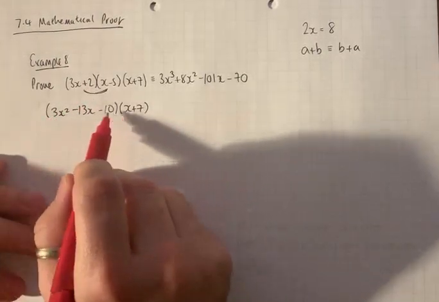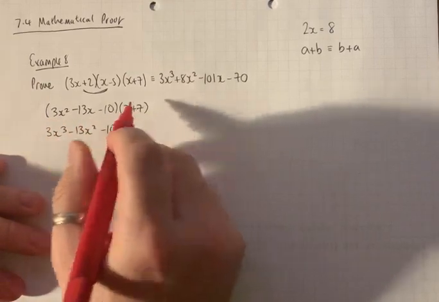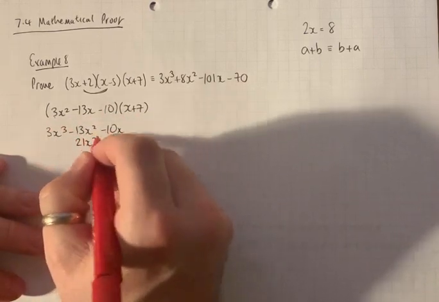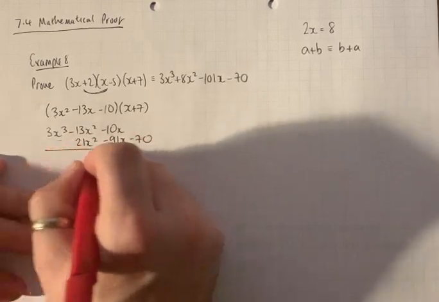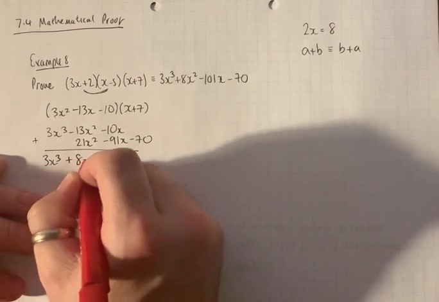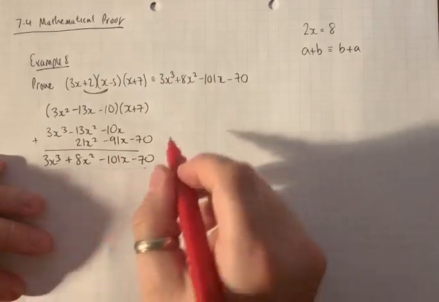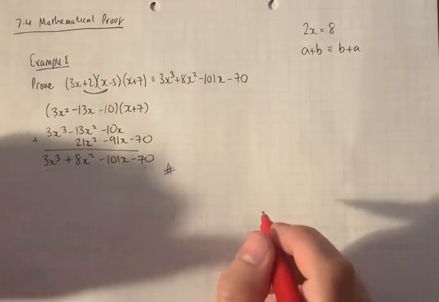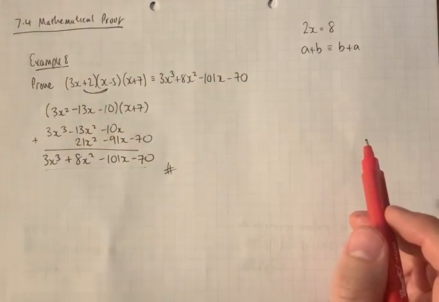Expanding these, I'm first going to multiply this by x: 3x cubed, minus 13x squared, minus 10x. Then I'm going to multiply all this by plus 7, so 21x squared, minus 91x, minus 70. And then combining those, 3x cubed plus 8x squared minus 101x minus 70. And compare that to that. And then you can just put a hashtag to show that you've shown it's true, that this left hand side equals the right hand side as required.